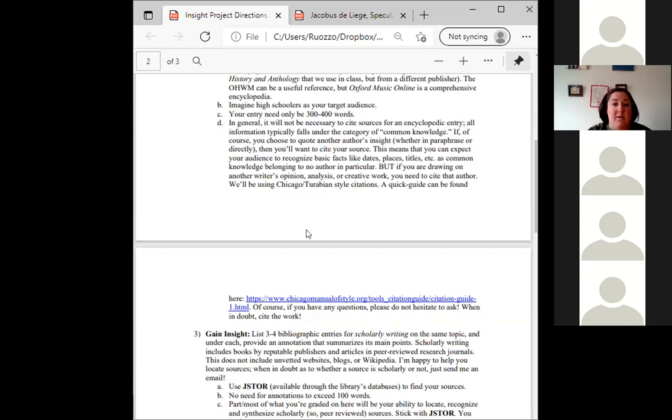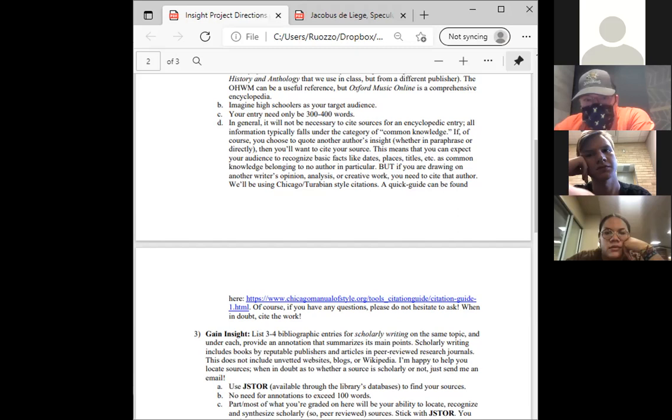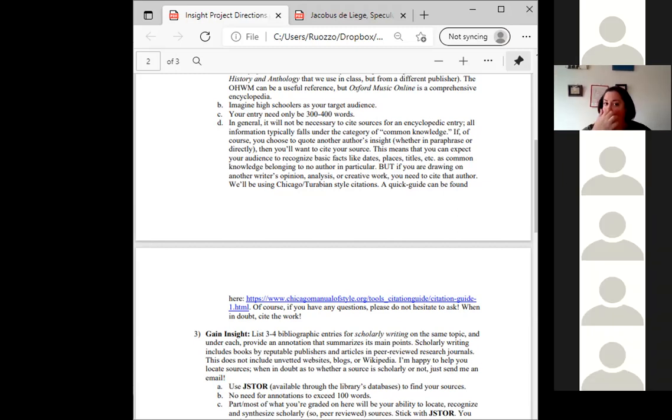So do we feel good about the summary? Okay. So if we do use the Oxford Music Online, we don't need to cite those sources? Correct. You don't need to cite Oxford because it's just a reference. But say if you pull in another article, we're going to talk about a site in a little bit called JSTOR. If you pull in an article from there, then yeah, you would have to cite that. Okay, thank you. Excellent.